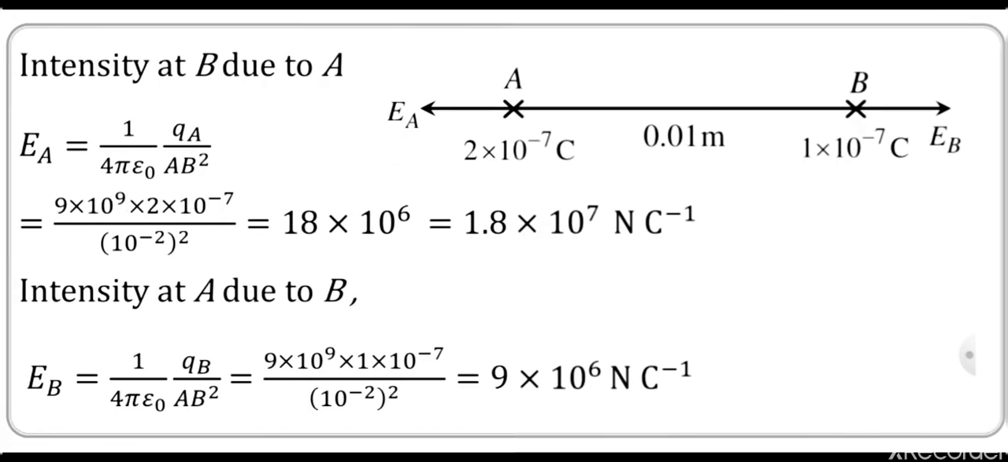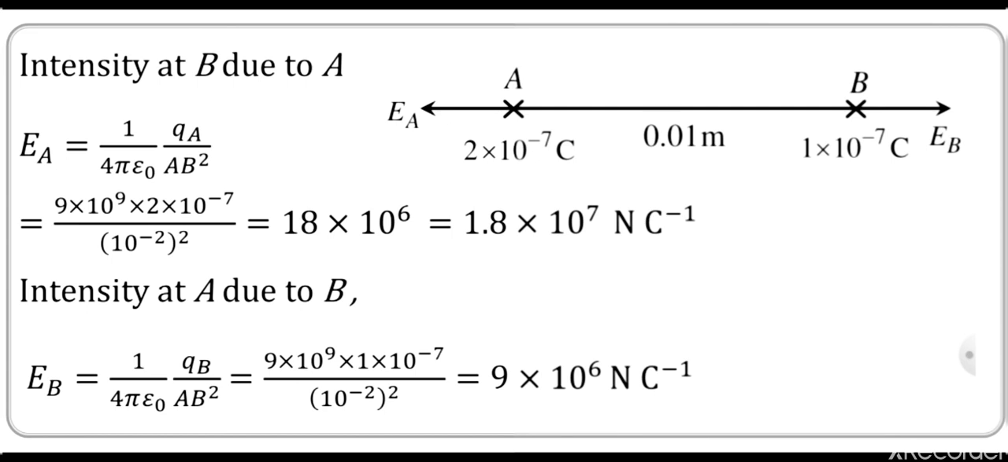Check the picture, there are 2 points A and B. One is 2 into 10 power minus 7 and the other is 1 into 10 power minus 7 coulomb. So the intensity at B due to the charge at A, we can take it as EA. That is the first electric field, EA, you can see in the picture. 1 by 4 pi epsilon naught QA by AB square. QA means the charge located at point A, and the distance AB is given, 0.01 meter. So we can write it as 1 into 10 power minus 2, 10 power minus 2 the whole square, they have written it here directly.